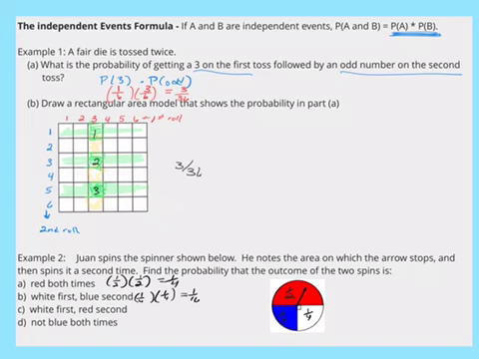If I look at the probability of white first, that was a 1/4. If I look at the probability of red, I can see that red is a 1/2. So the probability of white first, red second, is going to be that product, which is 1/8. D, the last one here, says not blue both times. So if the probability of blue is a 1/4, the probability of not blue is going to be 3/4. And we want both spins to be not blue. So 3/4 times 3/4, which is going to give me a probability of 9/16.